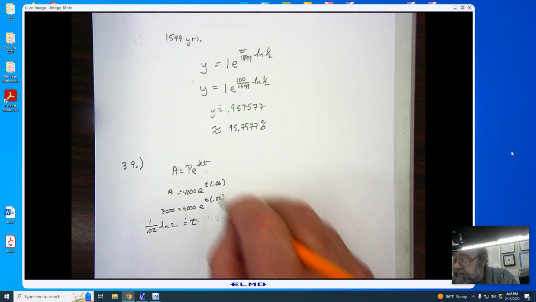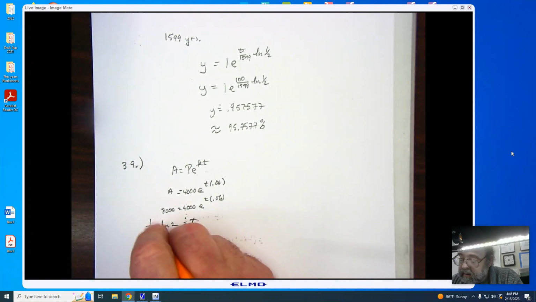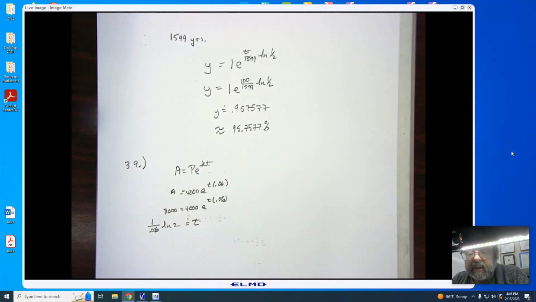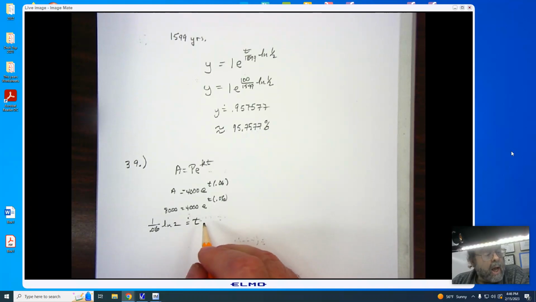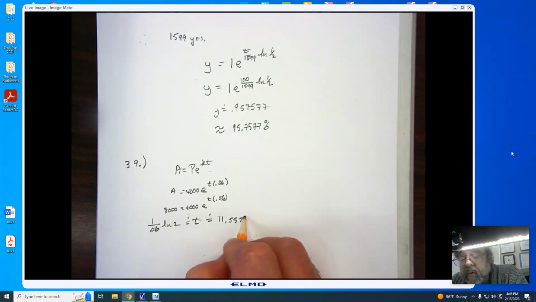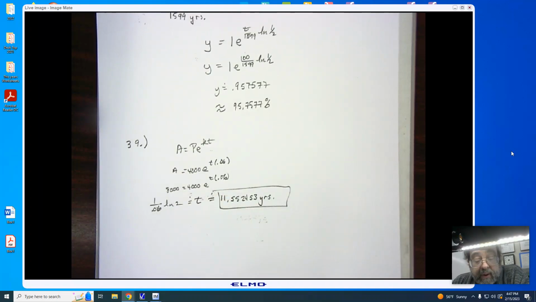Oh, hang on, that shouldn't have been 0.02, it should have been 0.06. Excuse me, everybody. And let's try that again with that 0.06. I don't know why I did it at 0.02, but hey, and there we go. I end up getting approximately 11.552453 years to have my amount doubled.